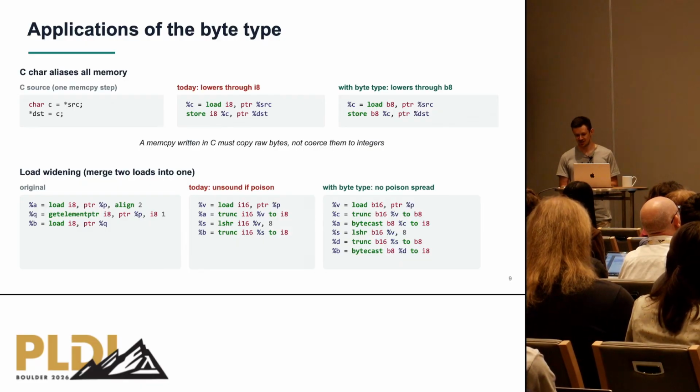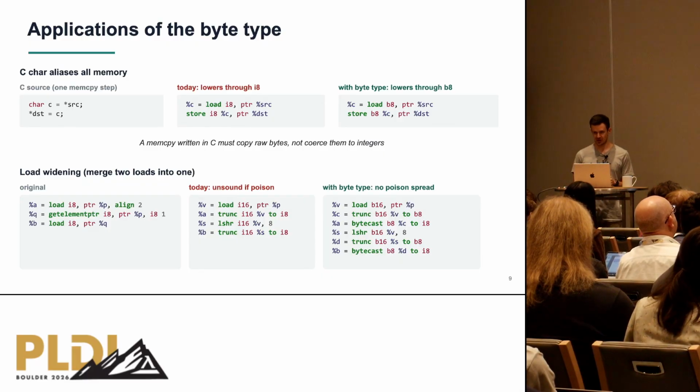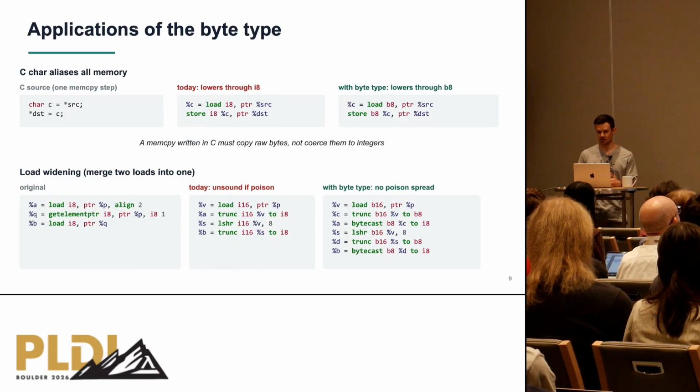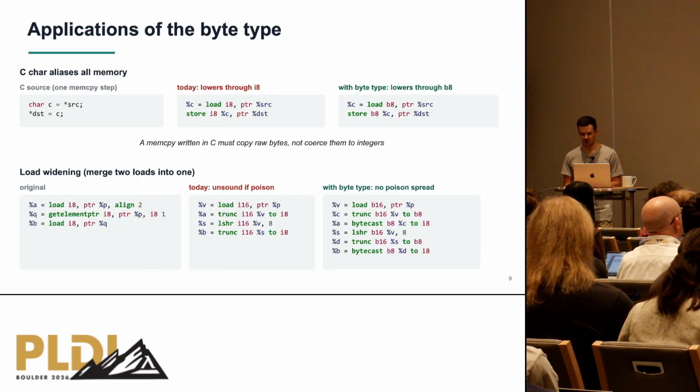Combining the load is unsound because of poison. So if either of the original loads contains a single poison bit, for instance, if load 1 contains a poison bit and load 2 doesn't, the widened load will be 16 bits of poison. So in the optimized program, the first load and the second load will be poison, while in the first program, we get the first load with a valid value. So this is not a valid refinement. With the byte type, we can just load the raw memory because poison is tracked per bit, and then use the bitwise operations and the bytecast instruction to extract the relevant parts.